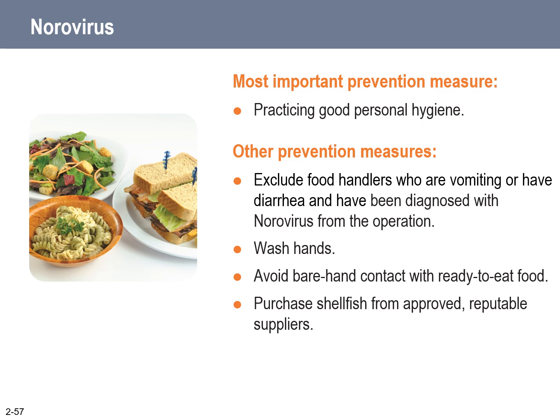Most important thing, once again, practice good personal hygiene. Wash your hands, wash your clothes, wash yourself. Exclude food handlers who have vomiting or diarrhea from the operation. Wash your hands, avoid bare hand contact with ready-to-eat foods, and once again, purchase shellfish from approved suppliers. You always want to purchase your food from approved suppliers. They have things in place that if something happens and the food is contaminated, they have a way to get it back and go through a process.